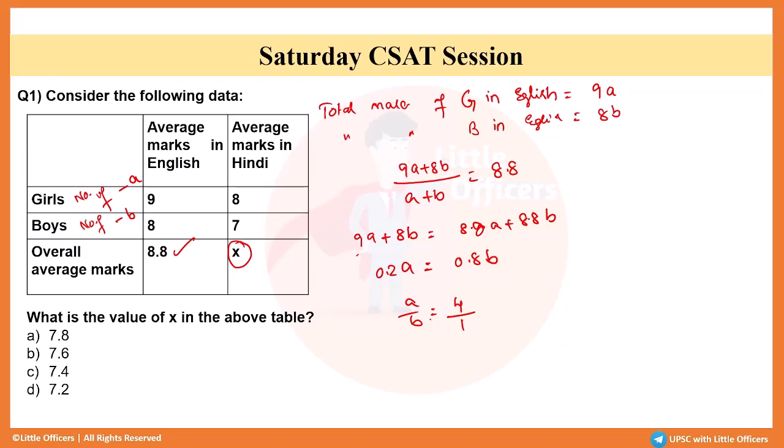Okay, now let's look at the second case. In the second case the information given is 8 into a plus 7 into b divided by a plus b equals x. We need to find x.